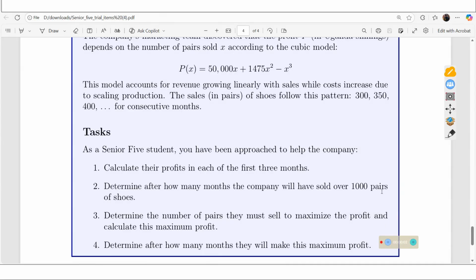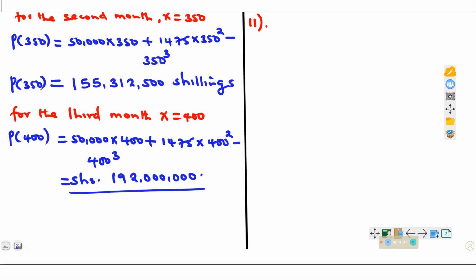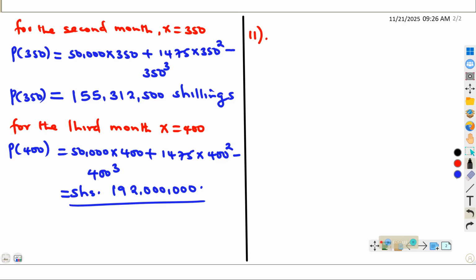Now let us look at part 2, which says: determine after how many months the company will have sold over 1,000 pairs of shoes. When we come back here, the sales in pairs of shoes follow this pattern: in the first month, 300, second month, 350, third month, 400, and so on. So let us look at this pattern very well. In the first month, 300 pairs are sold. Second month, 350 pairs are sold.